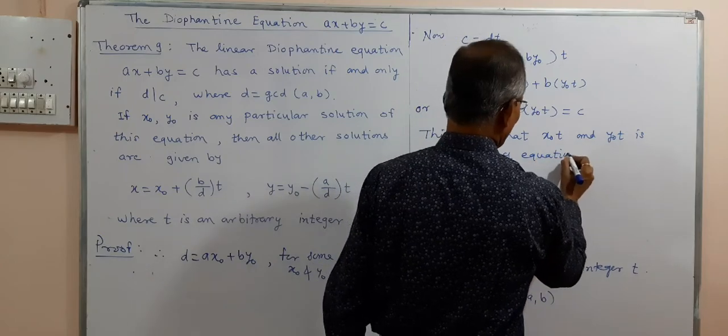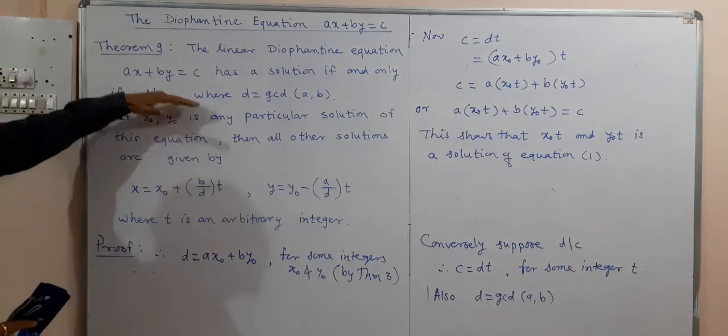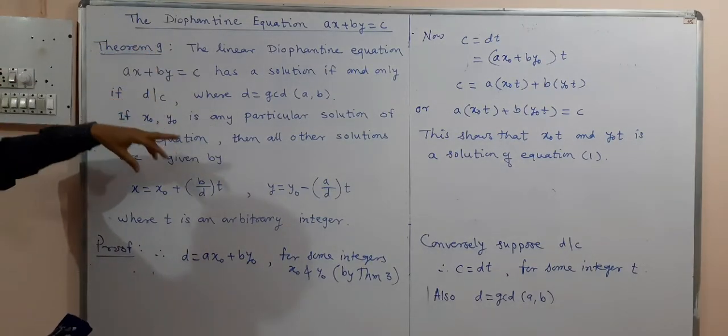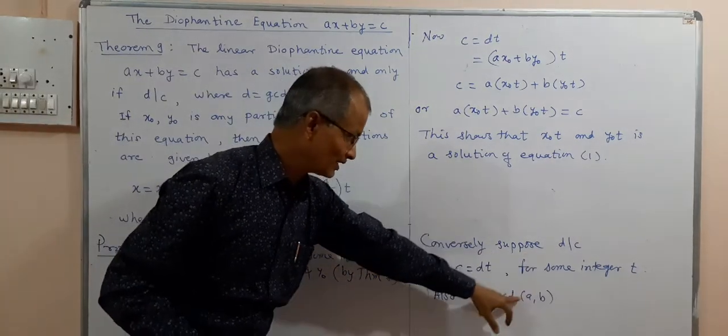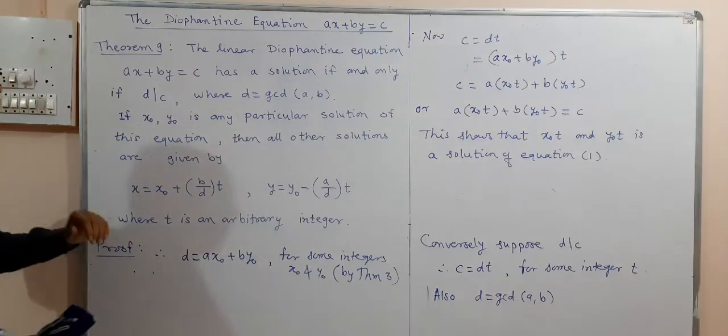And thus we have proved the first part. This proves the first part of the theorem. That is, if it has a solution, then d divides c, and conversely, suppose d divides c, and then we have proved equation 1 has a solution. That completes the first part.